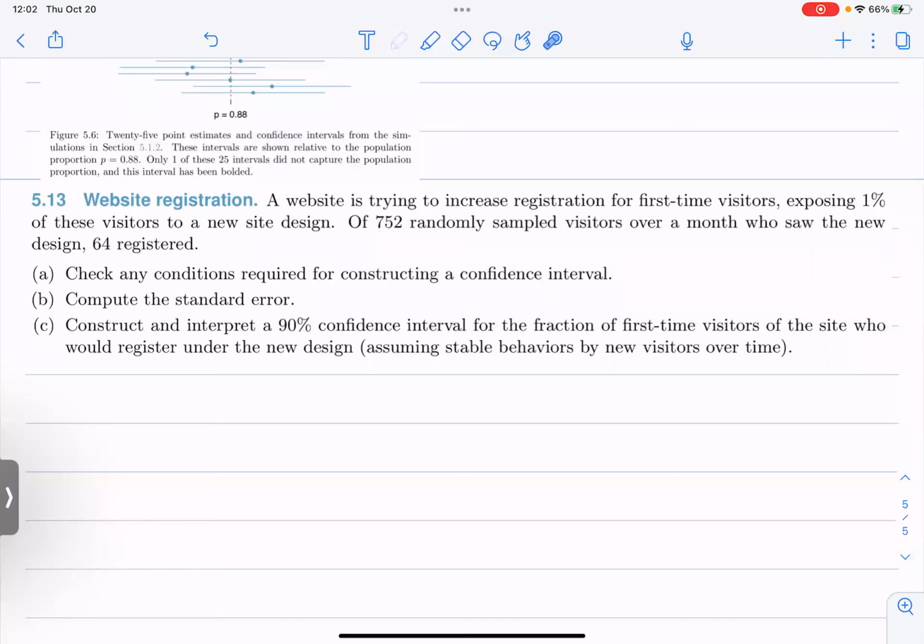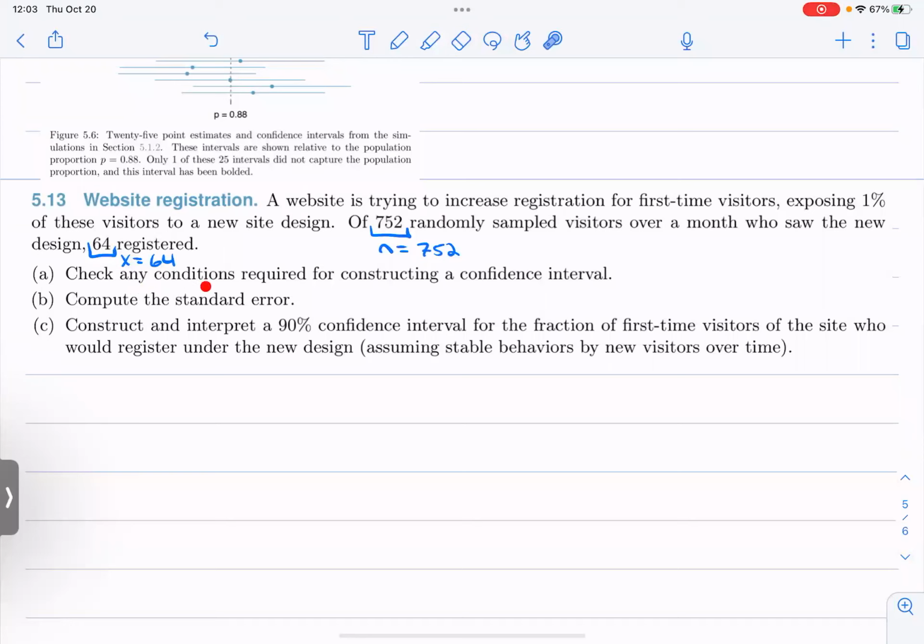So let's just jot that down before we can do anything else. So n is 752. The 64 is the number of successes, right? So x is 64. From here, I could find the sample proportion. I'm going to hold off because it's going to hold my hand through the entire procedure. Sometimes I jump the gun though, and I just go for it. But trying to hold back.